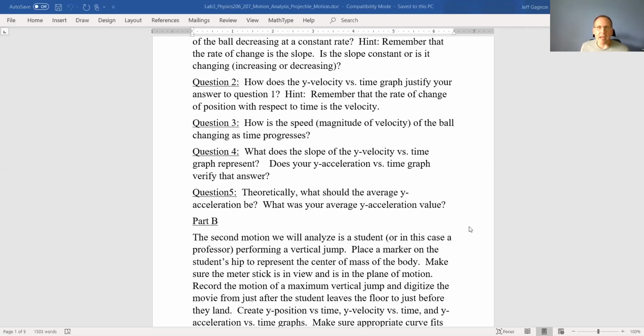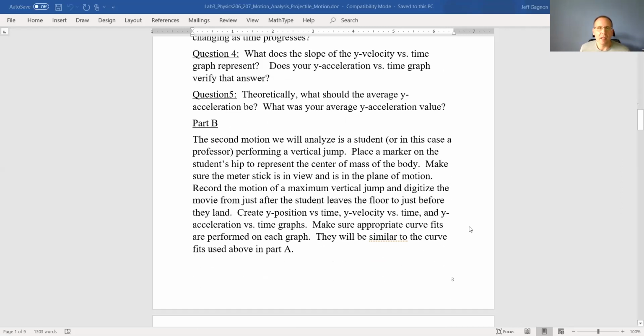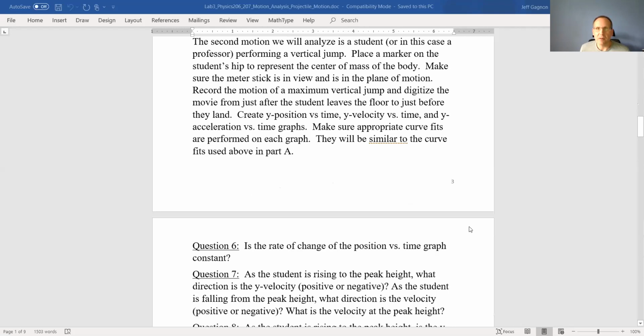Okay, and then the second part is going to be analyzing a vertical jump. And I wish I had more movies of this. Actually, the only one I could find is myself jumping, so you guys will have to analyze me jumping. I'll show you this in a second. I'll go back over to Pasco Capstone to show you these two movies so you kind of know what you're looking for. But again, you can download both of these from Brightspace.